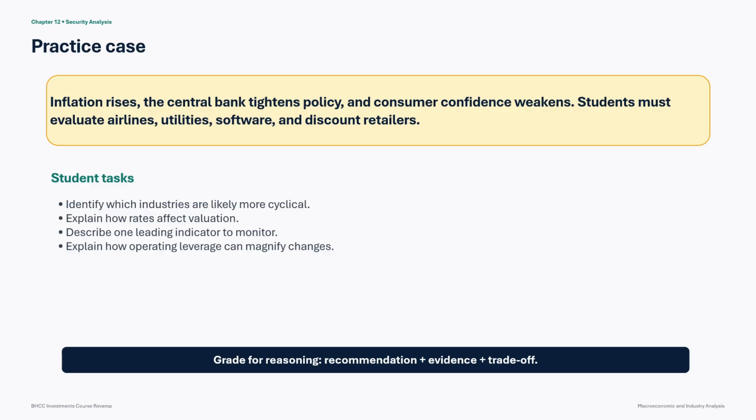A strong response makes a recommendation, cites the macro mechanism, distinguishes cash flow effects from valuation effects, and states a trade-off. The best answer may conclude that utilities and selected discount retailers have more defensive demand, while airlines are more cyclical, and software requires firm-level separation. Macro analysis should narrow the questions. It should not erase the need to read the company financials.